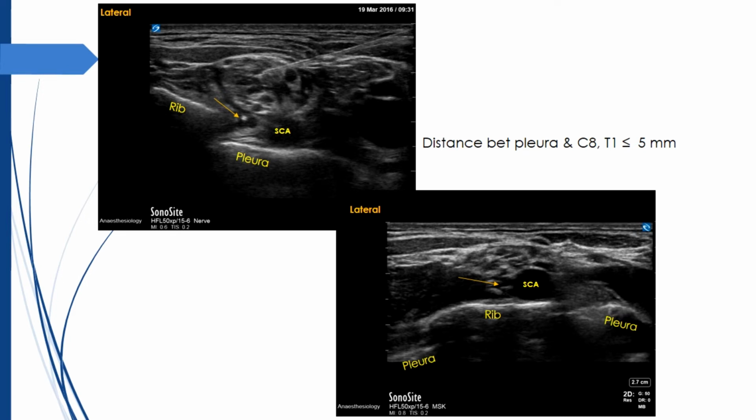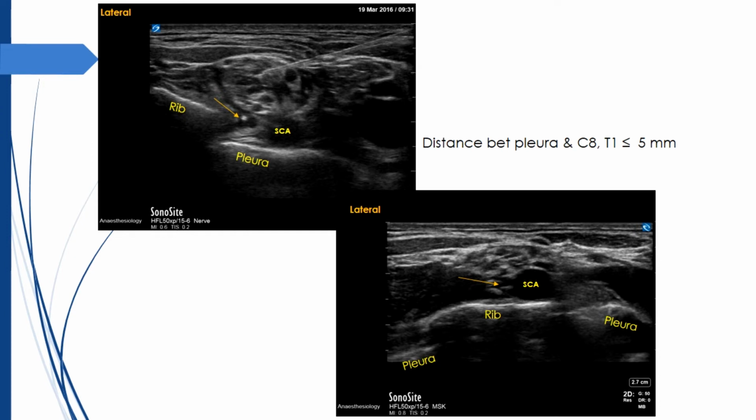The rib casts an acoustic shadow. We shall not be able to see anything beyond the rib. In case of pleura, we should look for the sliding sign. In the first image that is put up here, we can see that the C8 and T1 neural elements are just emerging from below the first rib. And the distance between the pleura and the C8 T1 elements is less than or equal to 5 millimeters.